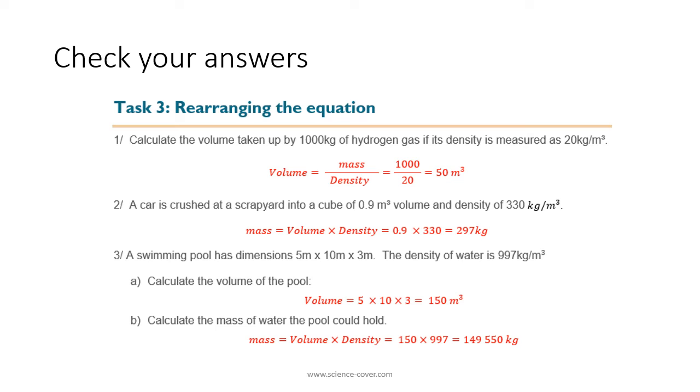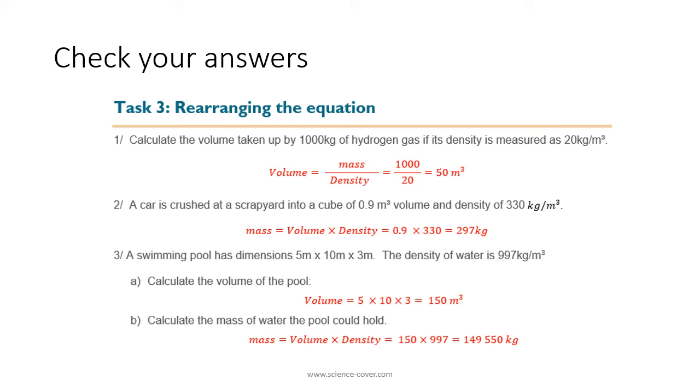A car is crushed in a scrapyard into a cube of 0.9 meters cubed. The density is 330 kilograms per meter cubed. Calculate the mass. So the mass is the volume times the density. That's 0.9 times 330, which gives us 297.